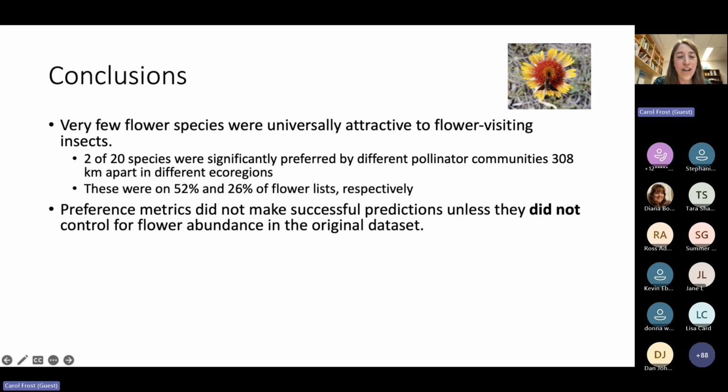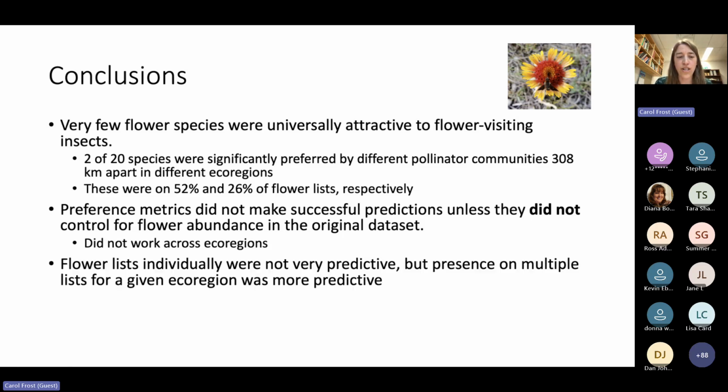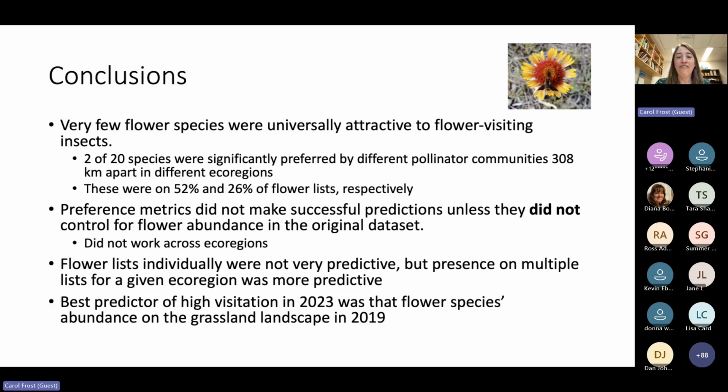Preference metrics did not make successful predictions unless they did not control for flower abundance in the original data set. They didn't work across ecoregions. And flower lists individually were not very predictive, but presence on multiple lists for a given ecoregion, specifically grasslands, was more predictive. However, of all these things, the best predictor of high visitation in 2023 was flower species abundance on the grassland landscape in 2019. So that's very interesting. And the question is why?